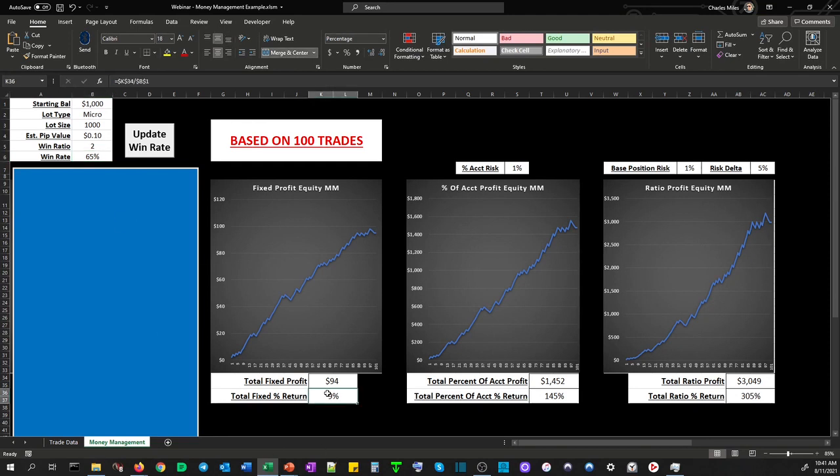So what do you see here? Fixed 9% from 6, $94, 145% for percent of account, $1,450. Base position 1%, delta 5% on the ratioed method, $3,000, 300%. Crazy, right? Look how much more we're making by taking advantage of our winners and then scaling back when we have those losers. Does everybody understand what's happening here with the money management?